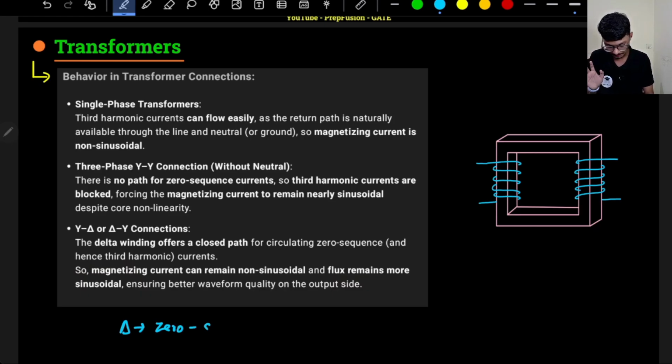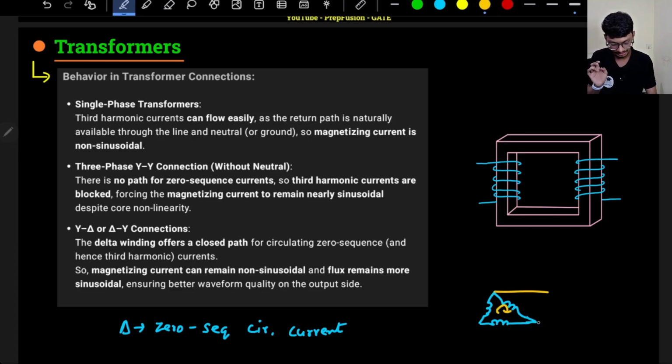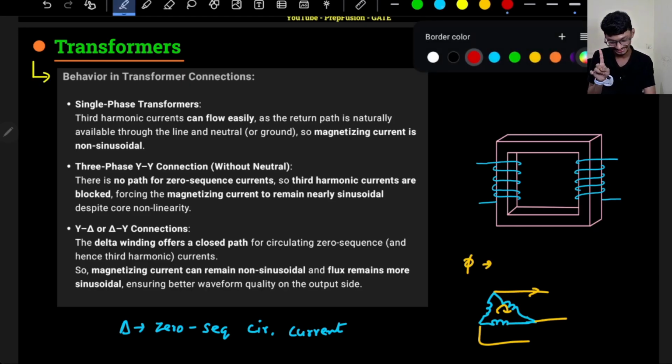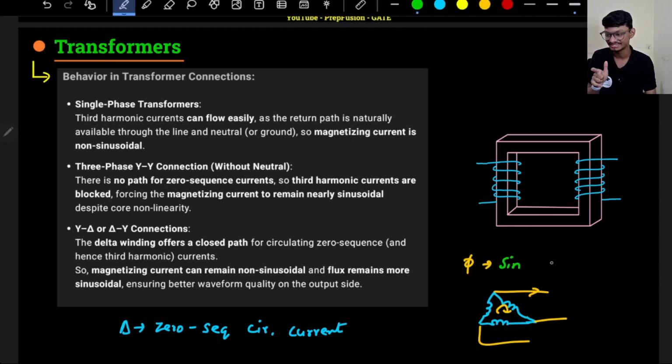So the zero sequence circulating current will be there basically in this loop. This will be the zero sequence circulating current, but in the lines there will not be any current. So the load will not see any harmonics, but in the phase there will be harmonics, and due to that the flux will be purely sinusoidal. Please don't get mistaken if I sometimes say flux instead of something else.